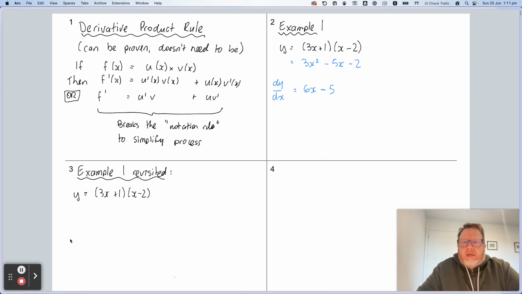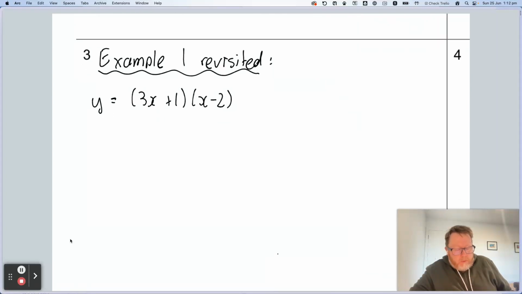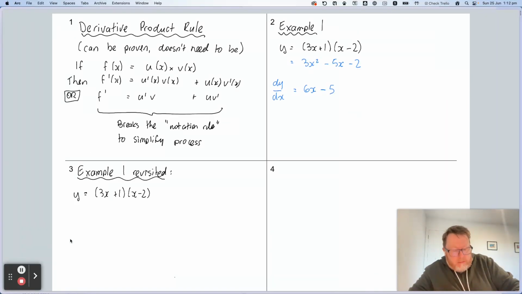So if you have a look at slide 2 there, example 1, we have this idea of two mini functions. We have y equals 3x plus 1 multiplied by x minus 2. If you're finding the derivative the normal way, in inverted commas, then we would have an expansion first of all, done that in blue, and then I'll just find the derivative. Now let's have a look at how that works under the product rule. The two mini functions are 3x plus 1 and x minus 2. I'll leave it zoomed out so you can see them both at once.